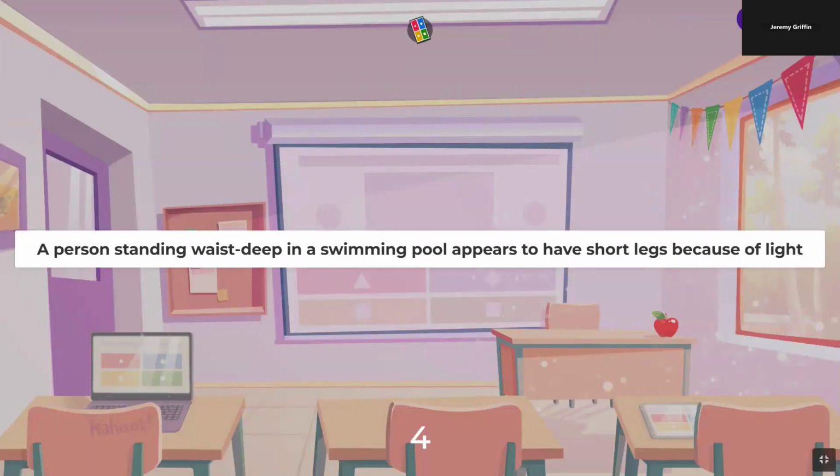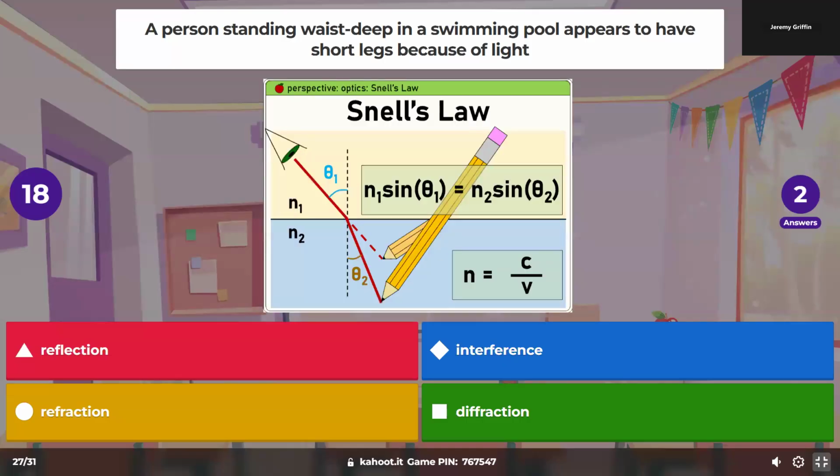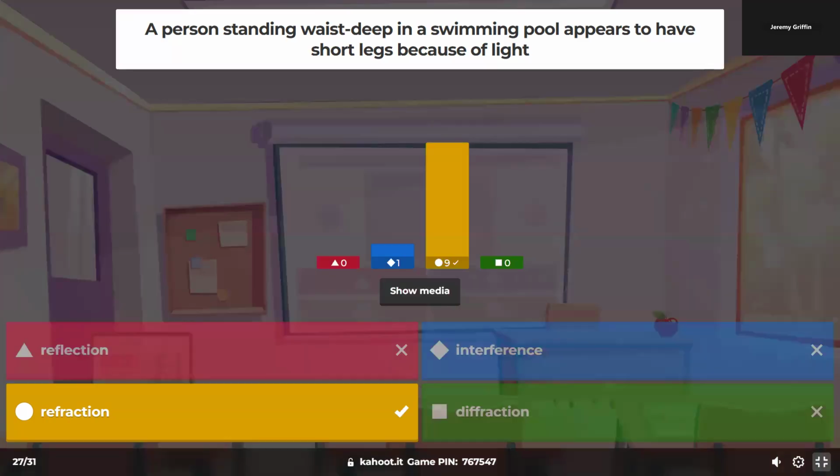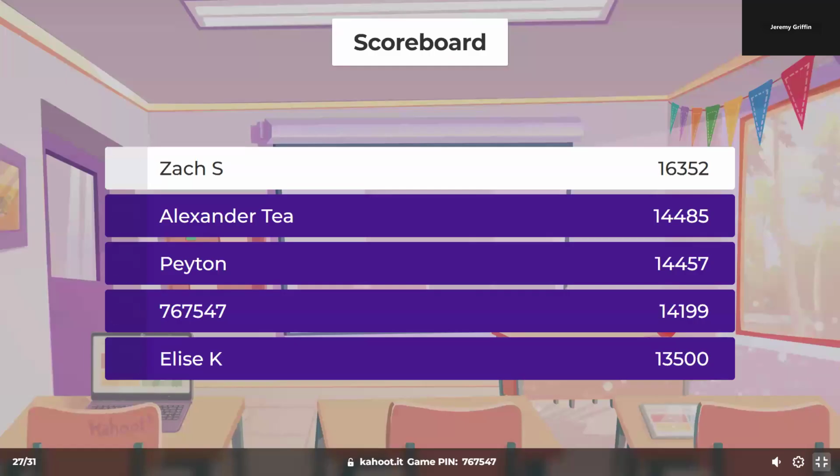A person standing waist deep in a swimming pool appears to have short legs because of refraction. All right, you guys go with refraction? Refraction. Elise, Tommy Two-Tone, Peyton, Alexander, Zach.